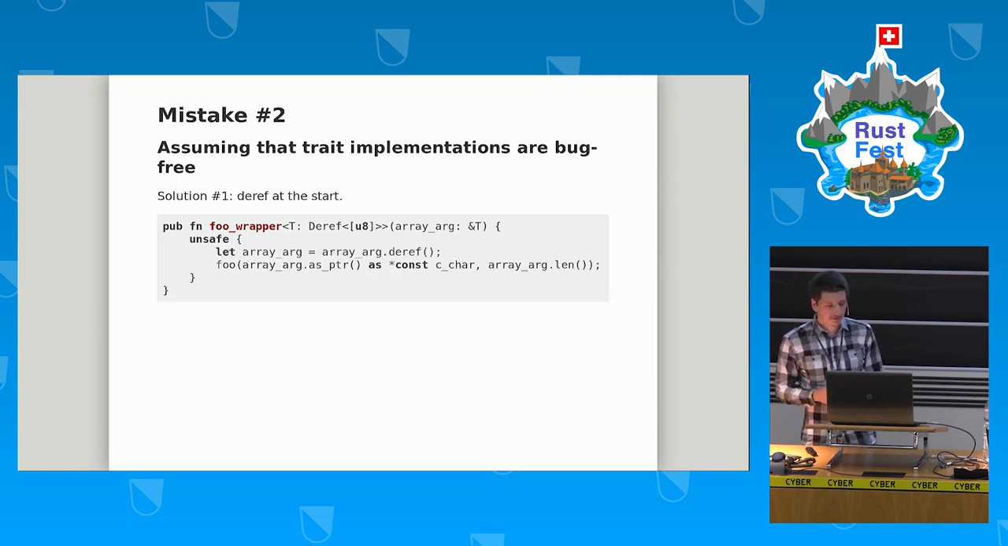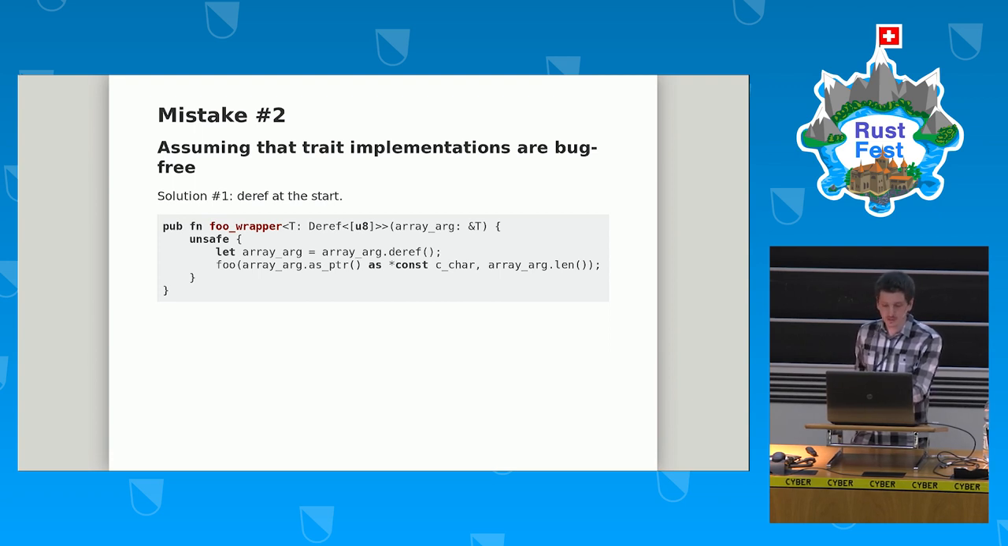So how do we solve that? The first solution is to call deref at the start of the function. So you turn your array arg parameter into an actual slice of u8. The first line does that, and the second line calls the foo function.